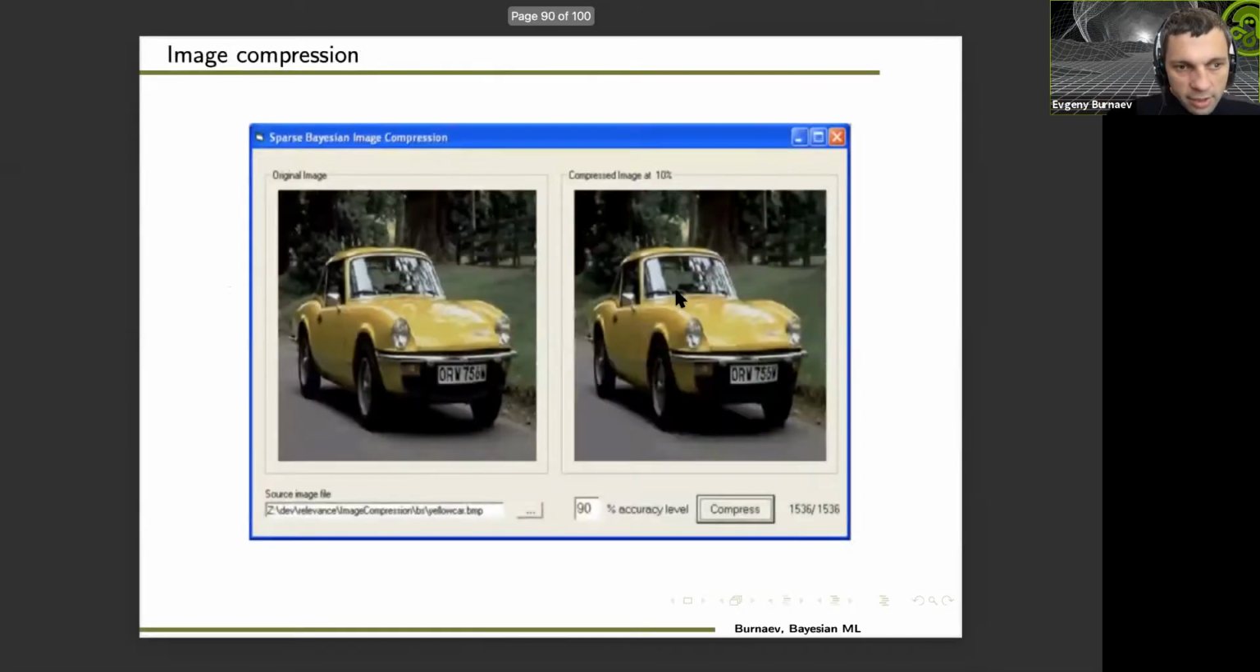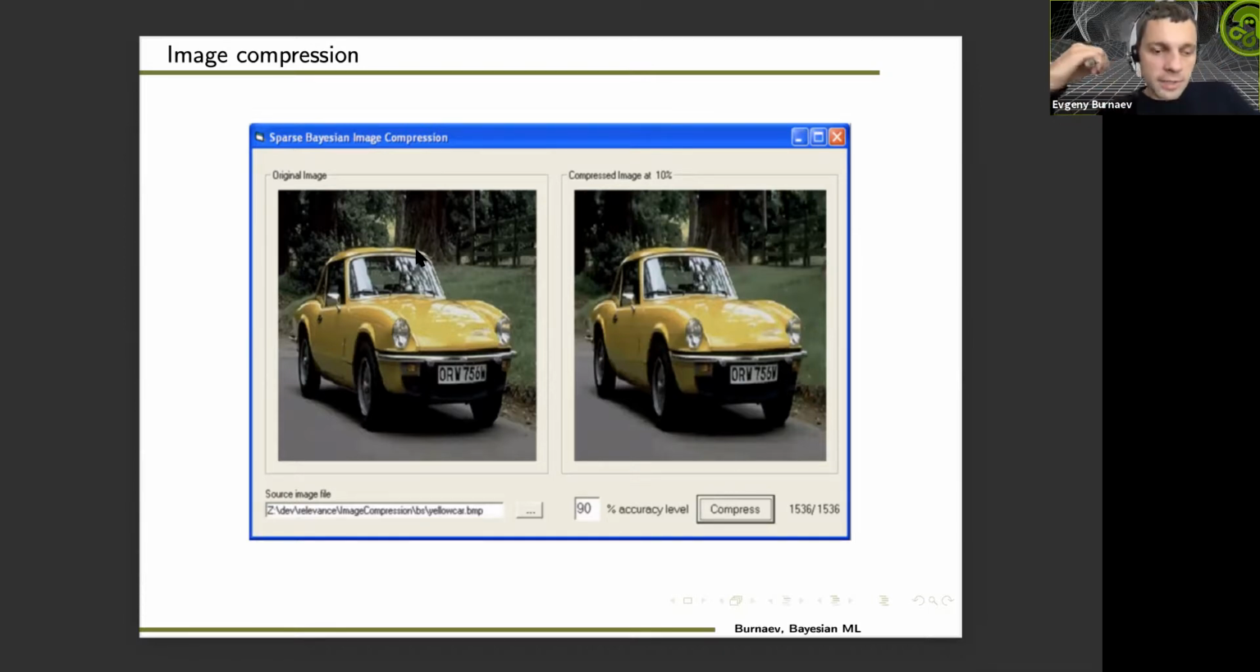What else to say? We can use these kinds of approaches even for image compression. For example, we would like to select which image pixels to keep to represent the image as accurately as we can. Then we impose a sparse Bayesian prior, as I explained, and we tune the coefficients in the same way. This is one possibility.